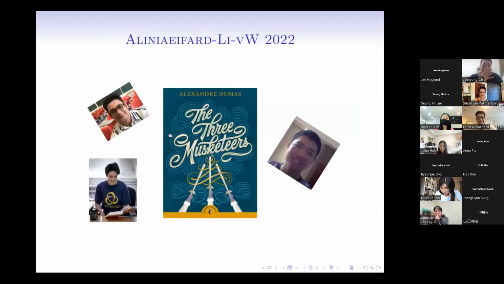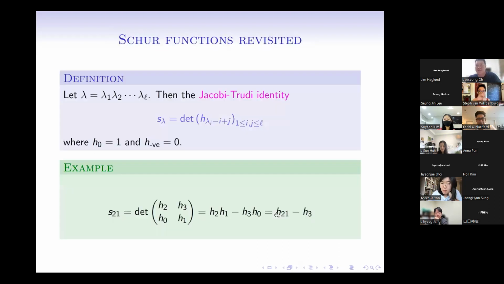And so this is the work that I did with Farid and Xu Xiao. And in fact, this paper was published just 2 weeks ago in Advances in Mathematics. So if you want to read more, then please, I can give you the paper later.